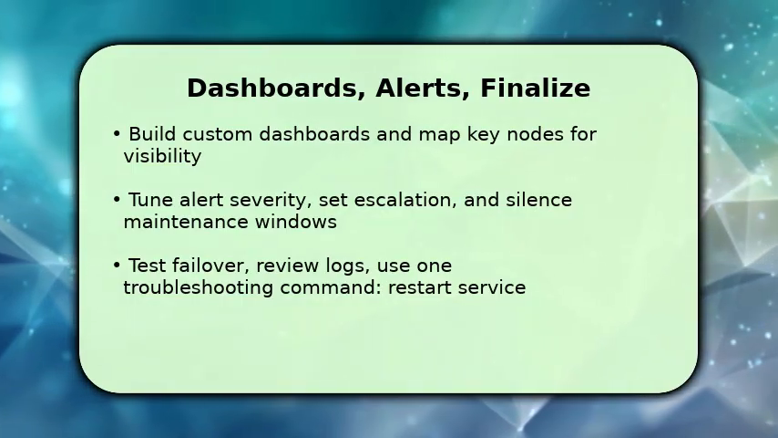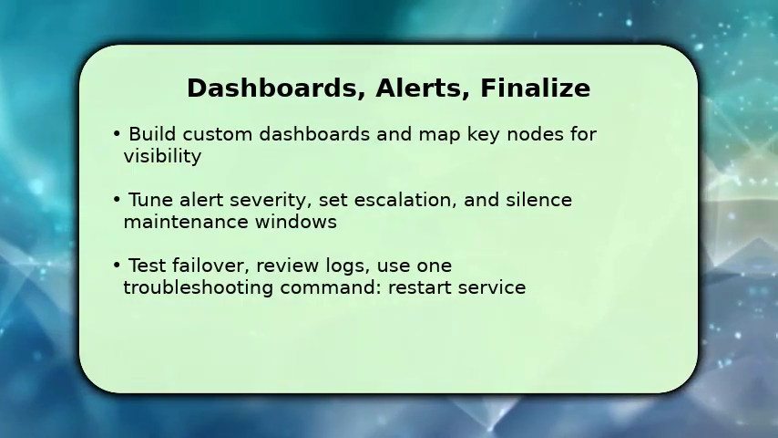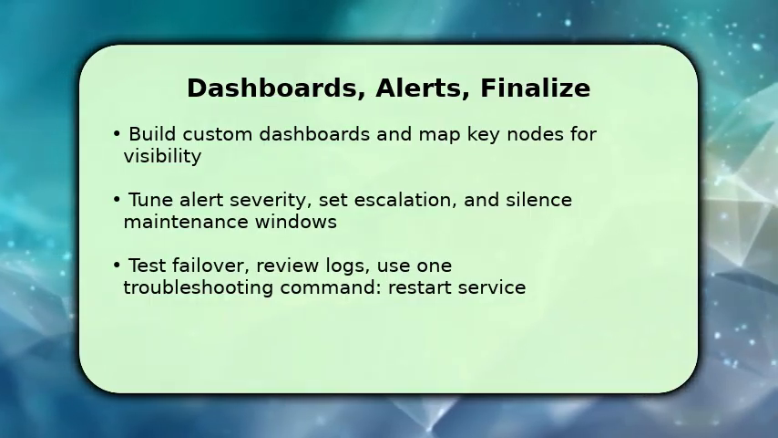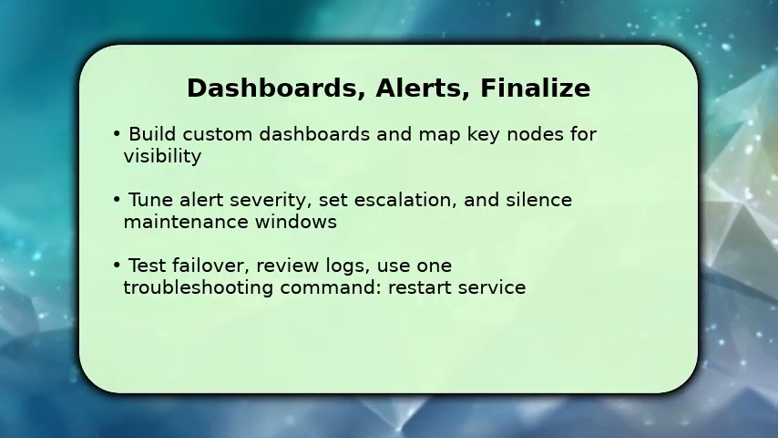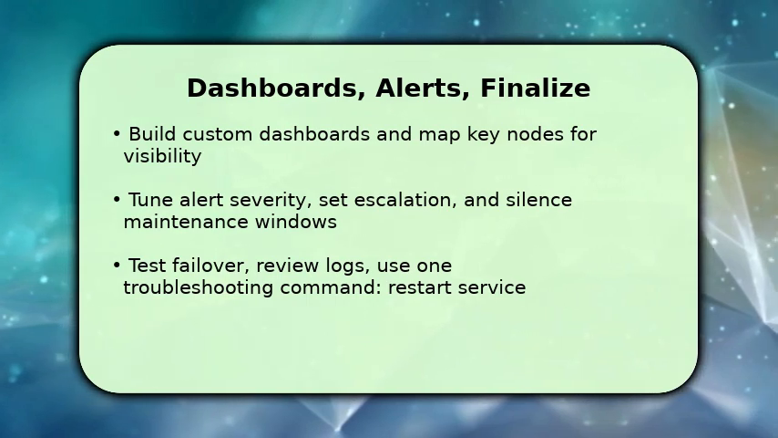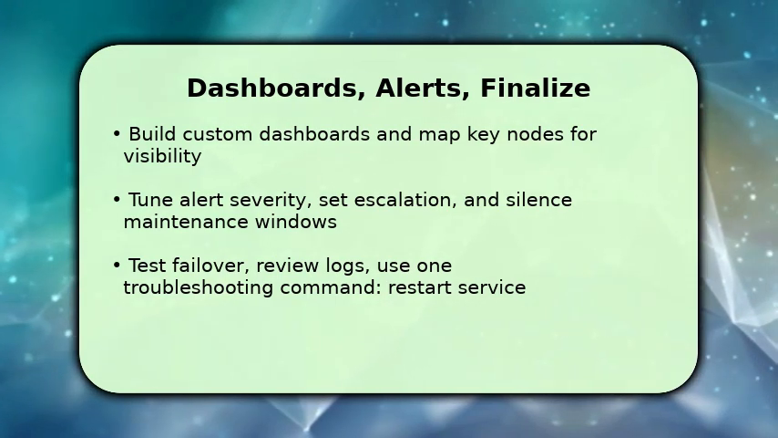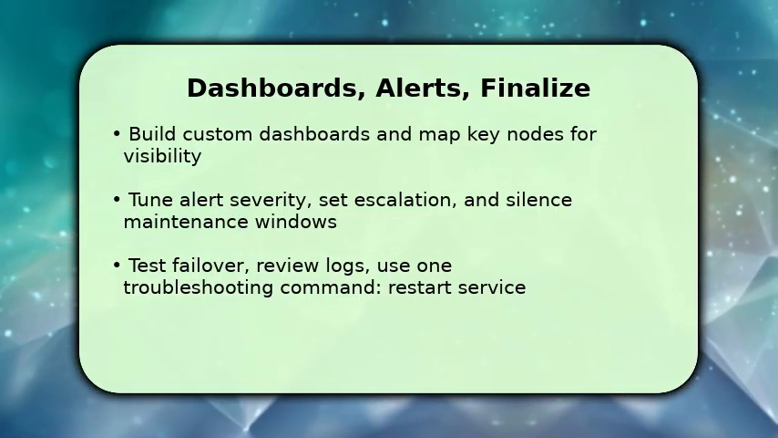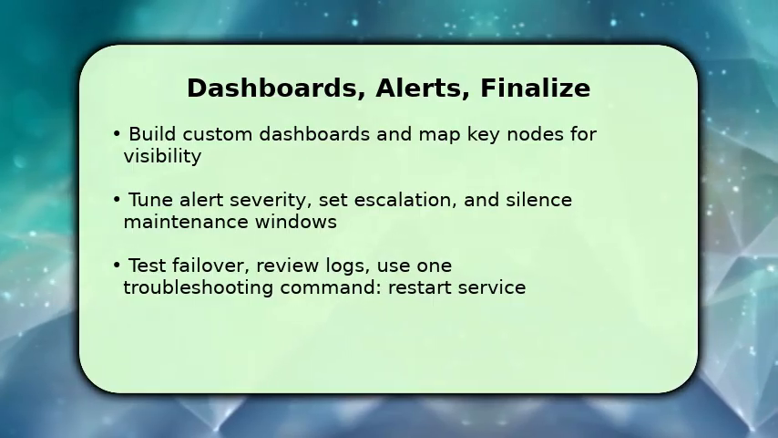You should tune alert severity and escalation so on-call teams respond appropriately, and schedule maintenance windows to suppress expected noise. Once dashboards and reports look correct, test high availability or failover and review Orion logs for errors. If things go wrong, restart the SolarWinds services and rerun core pollers. That often clears credential or cache issues.